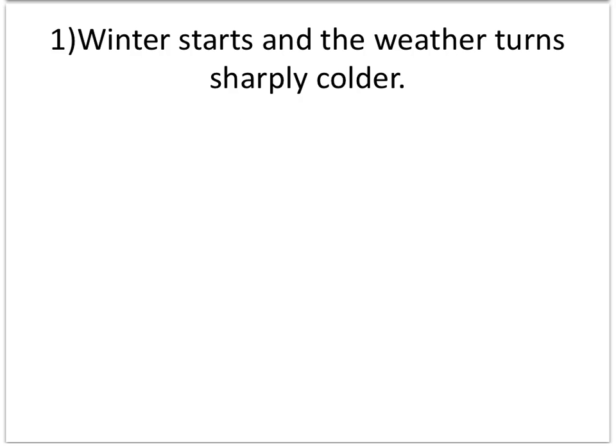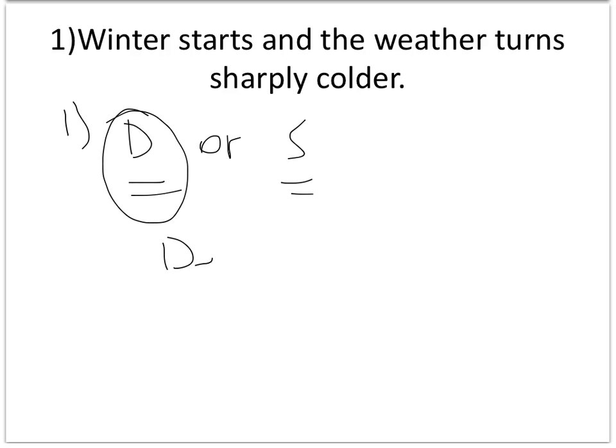So the first case is winter starts and the weather turns sharply colder. I will use this three-step analysis. The first step says that demand or supply will be affected. As you know, when winter starts and it gets colder, as a buyer, you crave more hot chocolate. Since I said buyer, the demand is going to be affected.